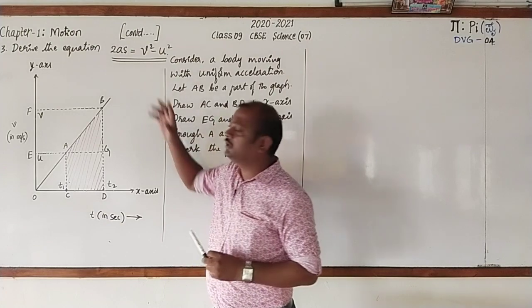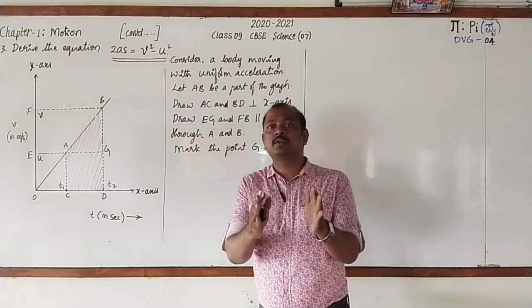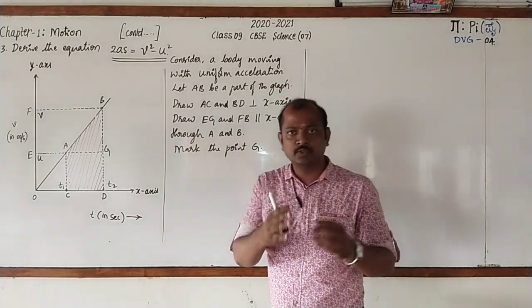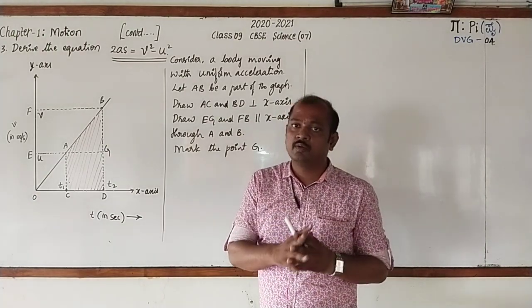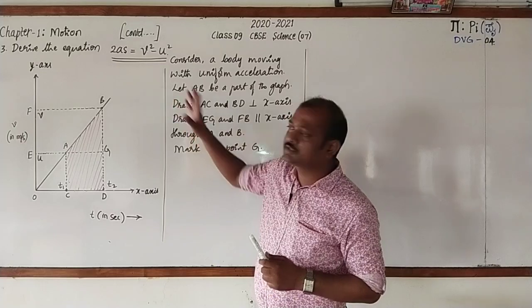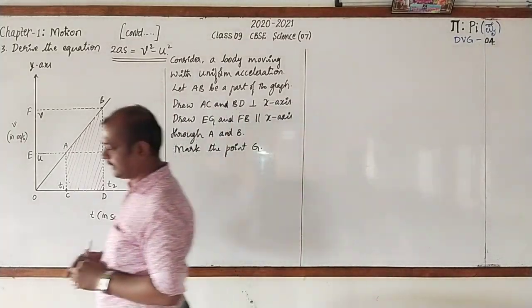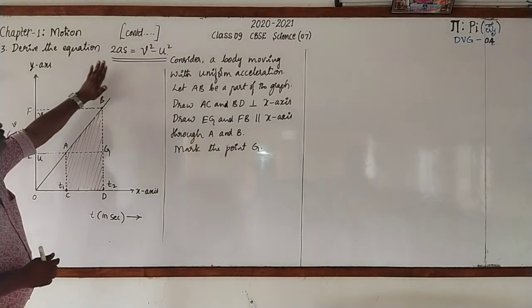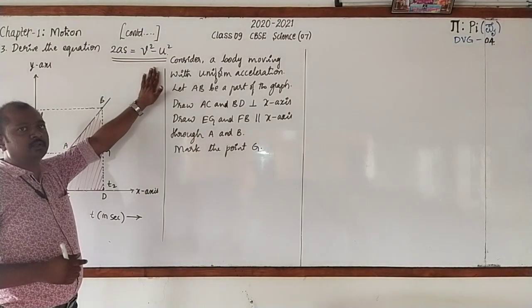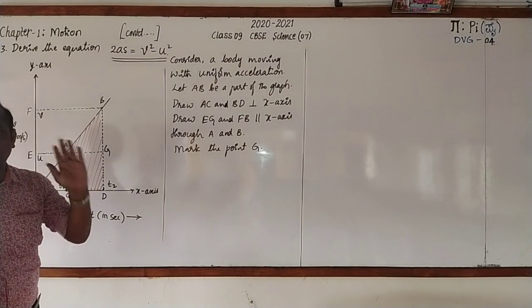When we were deriving the third equation, the video was cut off. It is due to the mobile, as the mobile was switched off. Now I am going to continue this derivation. Observe this. Derive the equation 2as equal to v square minus u square by graphical method.